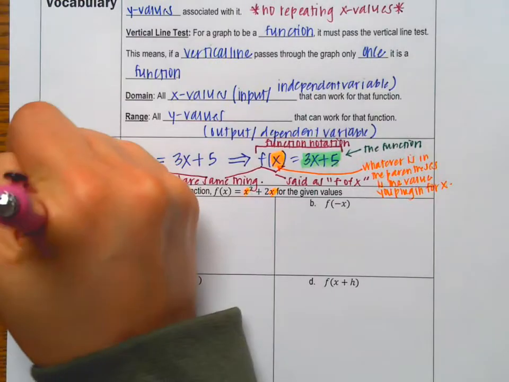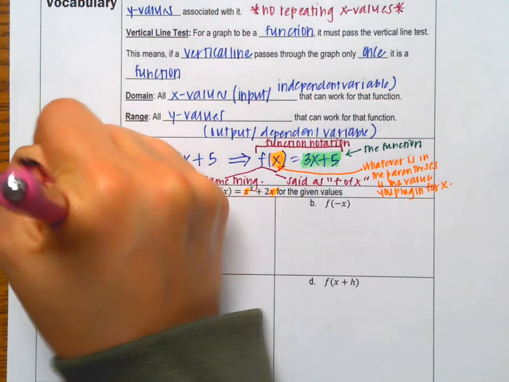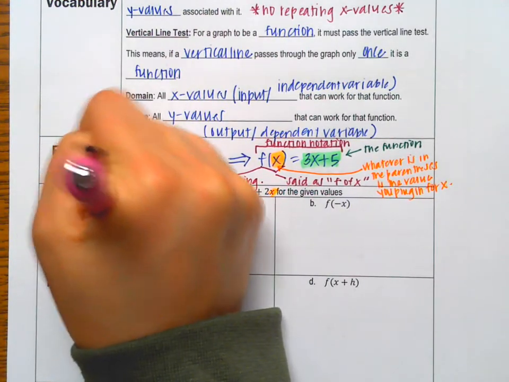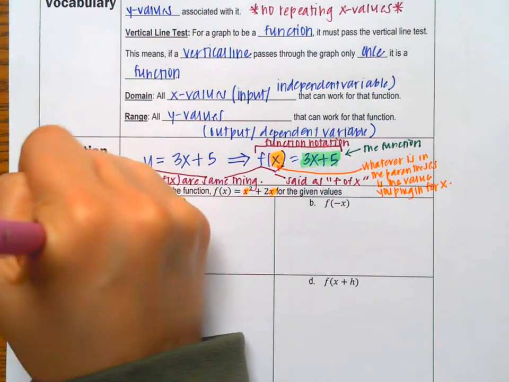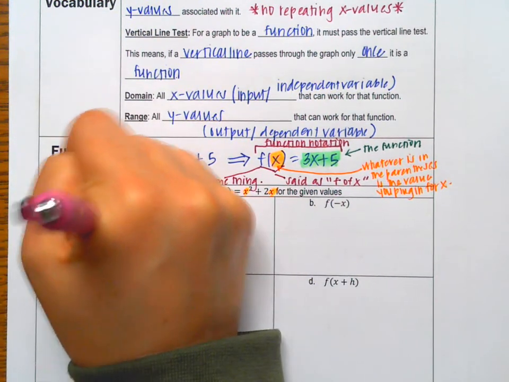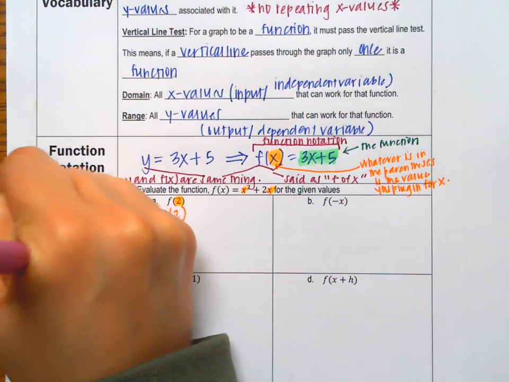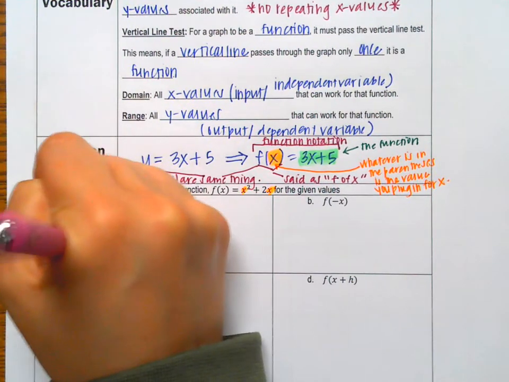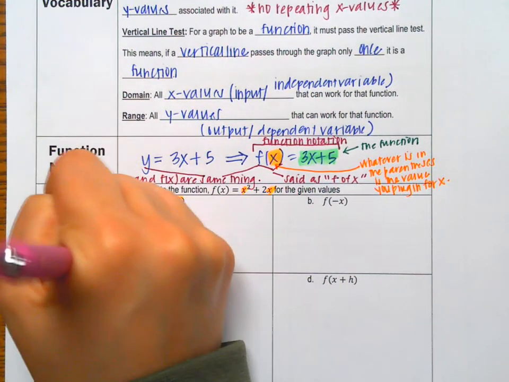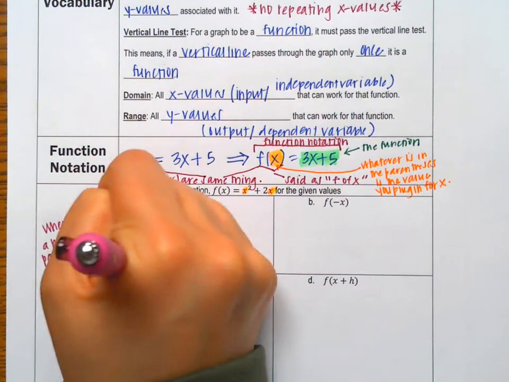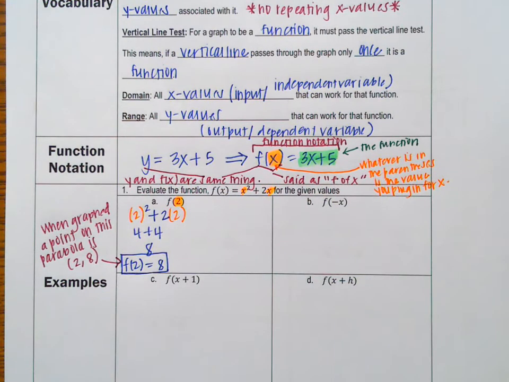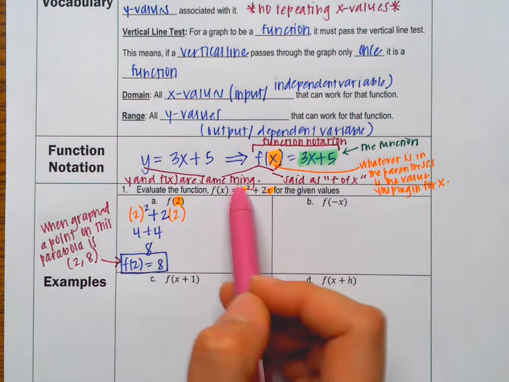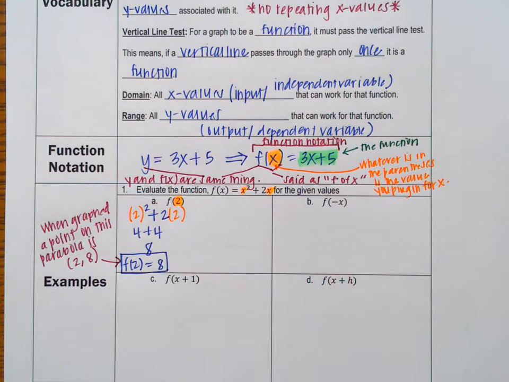So when graphed, a point on this parabola is (2, 8). So 2 is the x value. That's the input. That's the value we're plugging in. And 8 is my y value. That's the output, whatever is coming out.